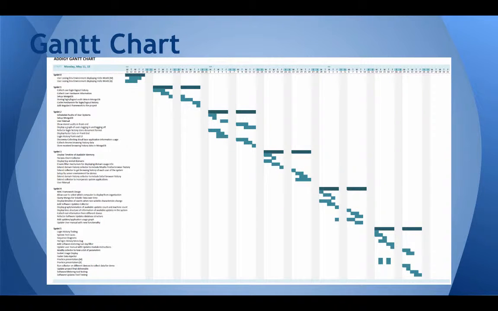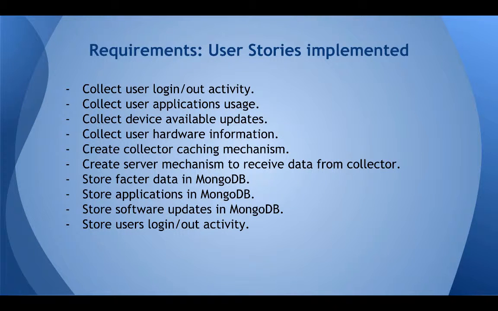The Gantt chart below shows the activities that were completed and the timeline of when they were completed. For a more detailed view, the Gantt chart can be found in the project documentation. The user stories that we were able to implement during the semester include collecting the user login and logout activity, user application usage, available updates for devices, and user hardware information.